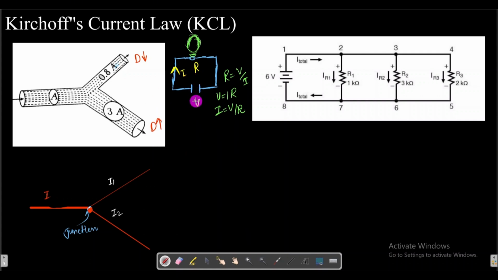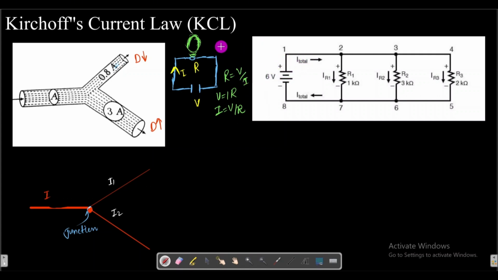So here we have a simple circuit consisting of only one battery and only one resistor. In this case, the voltage, current and R come from the formula of Ohm's law, which is R is equal to V by I, and I is equal to V by R. So these parameters come from Ohm's law.